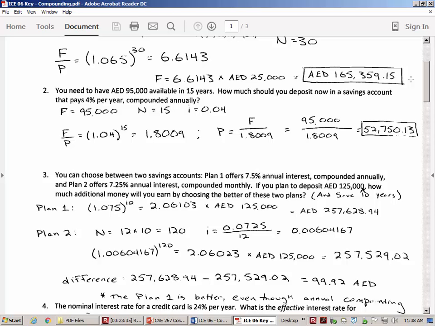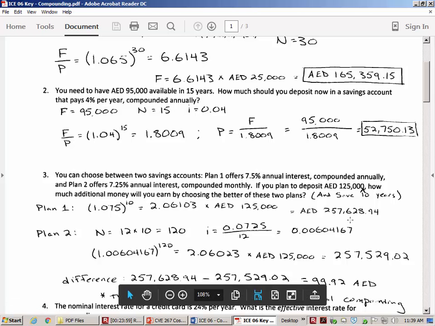The alternate way of solving this is to find the 7.25, like what is the effective interest rate of that? And then treat it as though it was plan 1. But for me, I think that calculating the interest rate per period is what we're going to do more often as we move forward. So that's why I show you that form of the solution. Any questions about this third problem?